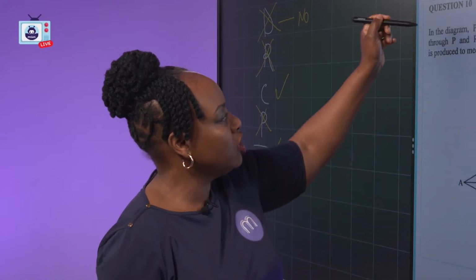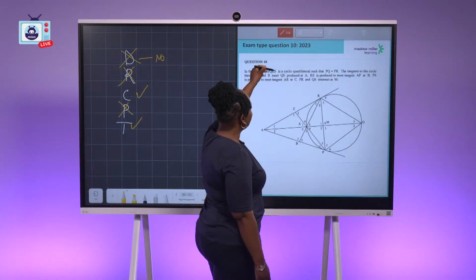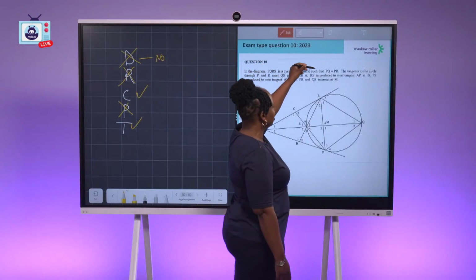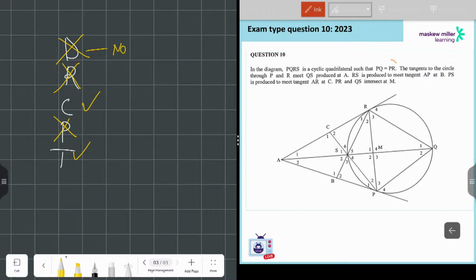Okay, let's read the question. They said: in the diagram, PQRS is a cyclic quadrilateral such that PQ equals PR. So when they tell me that, I run to my diagram and I indicate. They said PQ, which is this line, is equal to PR, which is this one. You can highlight that, or just mark it. So I know that PR and PQ are my lines that are now equal, which is given, right?